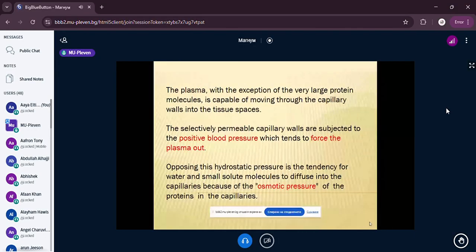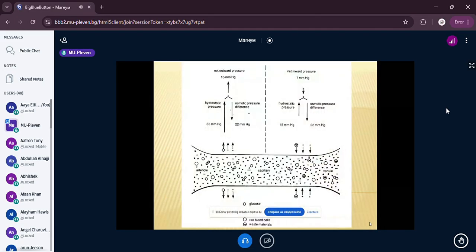Perhaps now we need to start discussing molecular transfer into pores, and it needs some more time, so just a small break of 10 minutes, and then we'll continue with this molecular transfer.